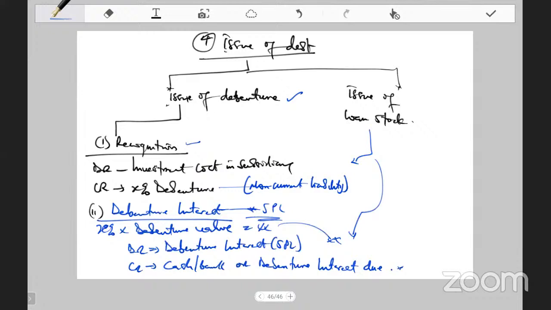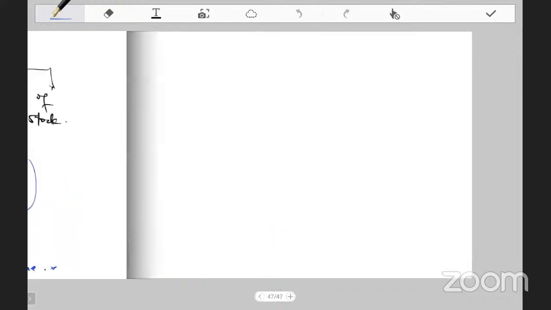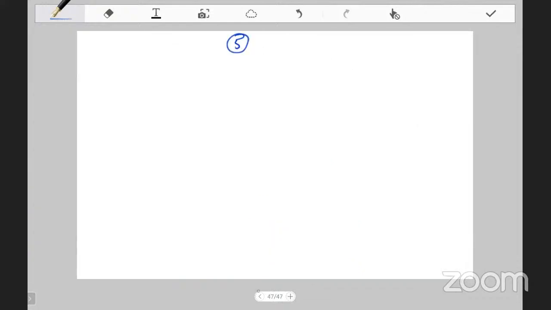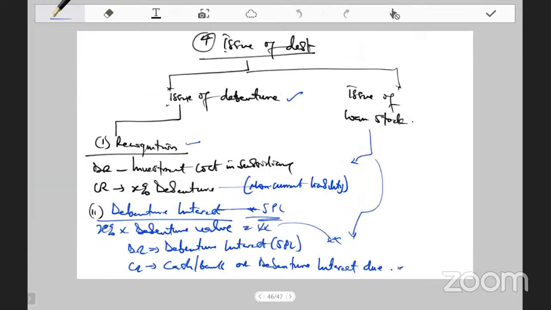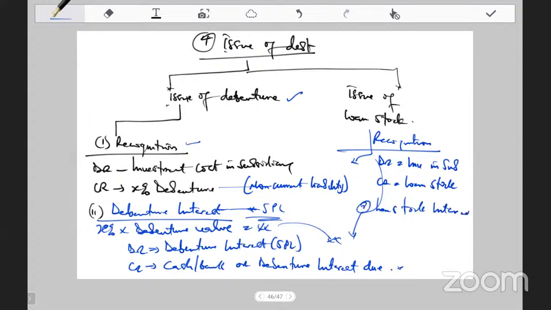Next question. So what is the last component that we have? For loan stock, can we talk about the recognition, please? For loan stock, it's still the same way that we do recognition. You debit the investment in subsidiary and credit loan stock. Then number 2, we also have loan stock interest. For the interest, you debit interest in the statement of P&L, and then credit cash if it has been paid, or due if it has not been paid. So that is the same thing.